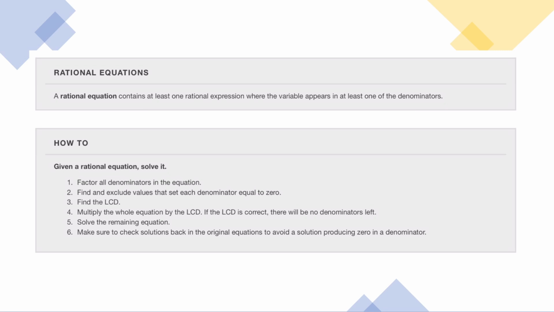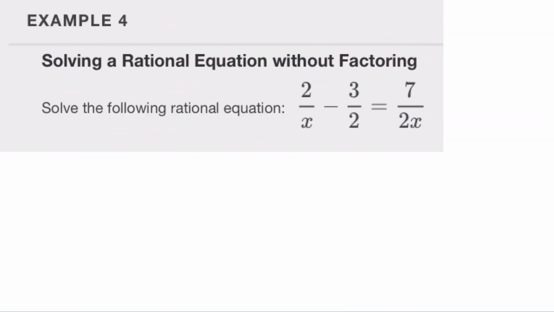So given a rational equation, in order to solve it, factor all denominators in the equation, find the excluded values that set each denominator equal to 0, find the least common denominator, and multiply the whole equation by the least common denominator. If the LCD is correct, then there will be no denominators left. Solve the remaining equation and make sure to check the solutions back in the original equation to avoid a solution producing 0 in the denominator. We'll see all this in action momentarily.